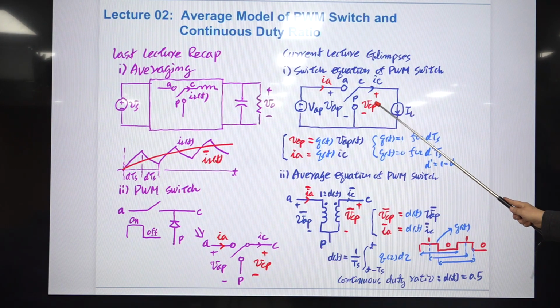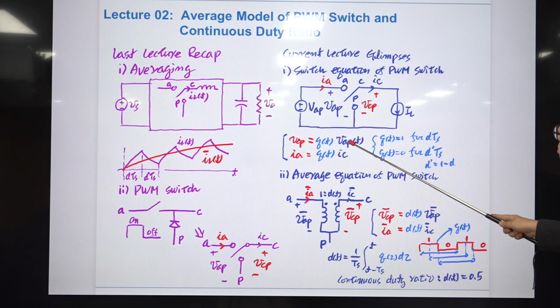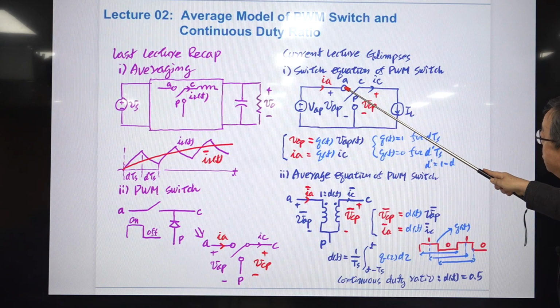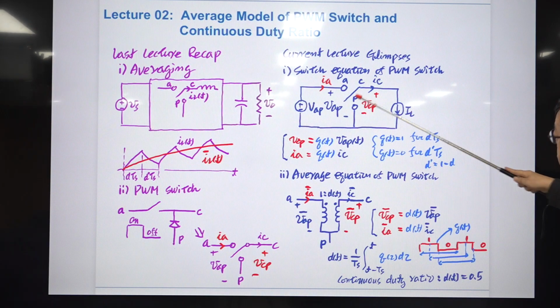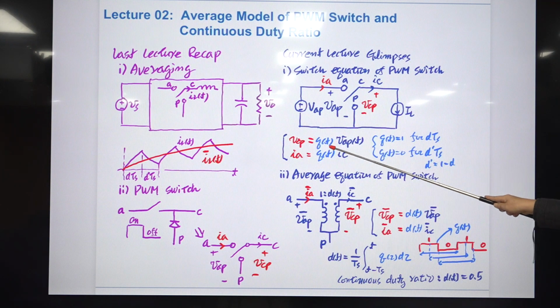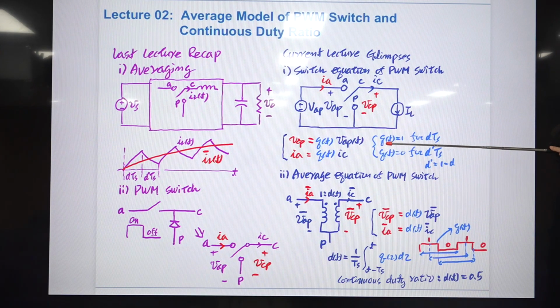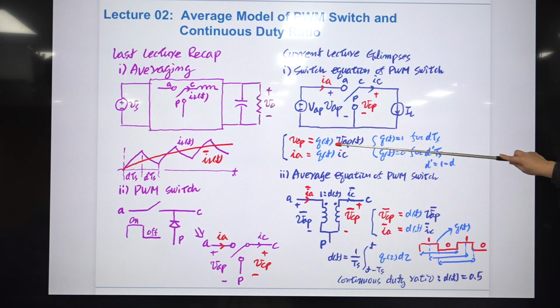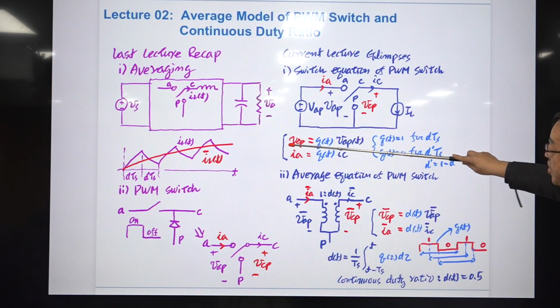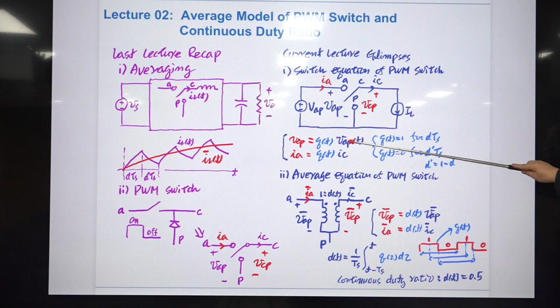So VCP is the same as VAP when this is connected to A, okay, and it becomes 0 when this is connected to P. So this QT can be 1 or 0 depending on the time period. For the on time period, DTS, QT is 1. That means the switch is connected to A. Then VCP is the same as VAP. Otherwise, VCP is 0. Okay. VAP is a fixed value all the time.